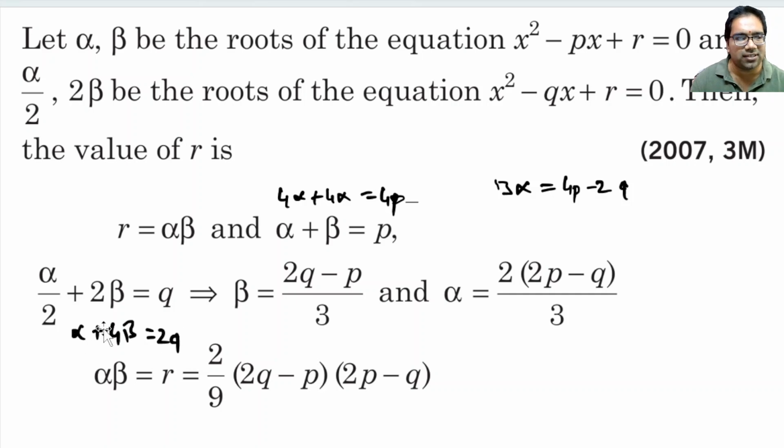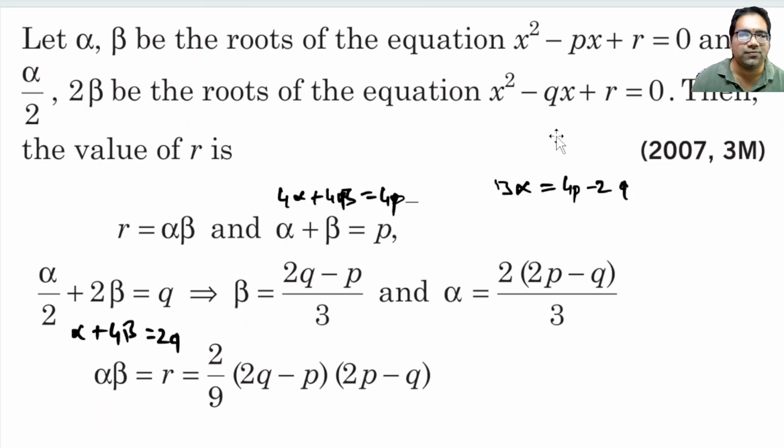Similarly, let us find out what is alpha. We have this equation alpha plus 4 beta equal to 2q. Now let us multiply the other equation with 4. 4 alpha plus 4 beta is equal to 4p. Now let us subtract this one from this one. So 4 beta will get cancelled. We'll get 3 alpha equals 4p minus 2q. That means alpha equals 4p minus 2q by 3. 4p minus 2q we can write as 2 times 2p minus q. So alpha is 2 times 2p minus q by 3.